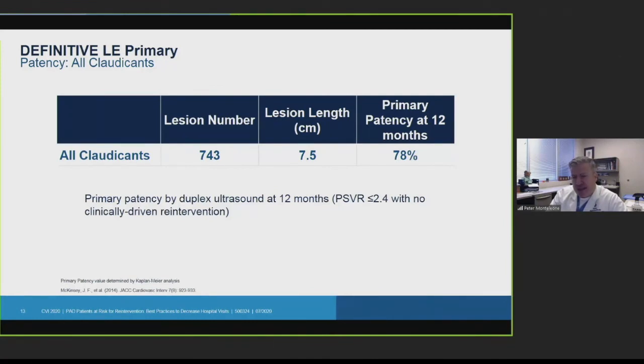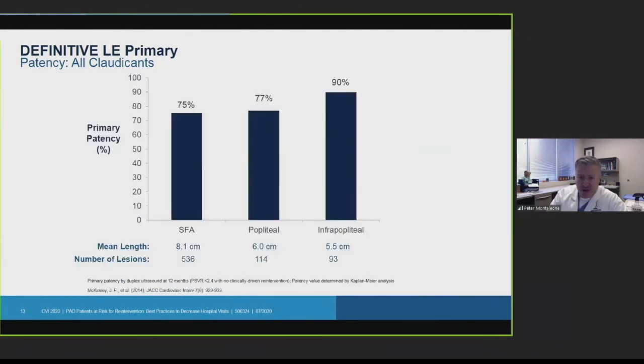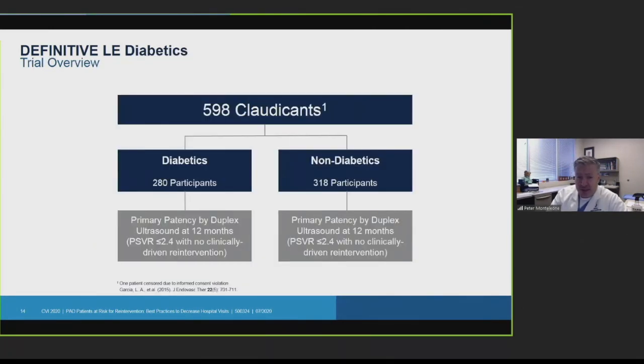And then looking at patency in the claudication population, using directional atherectomy alone with an average lesion length of 7.5 centimeters, primary patency in this population was 78% at 12 months. So that's primary patency using solely directional atherectomy. That was true across anatomic beds. It was true in the superficial femoral, it was true in the popliteal, and it was used in situations where directional atherectomy was used infrapopliteal as well, actually better within infrapopliteal lesions.